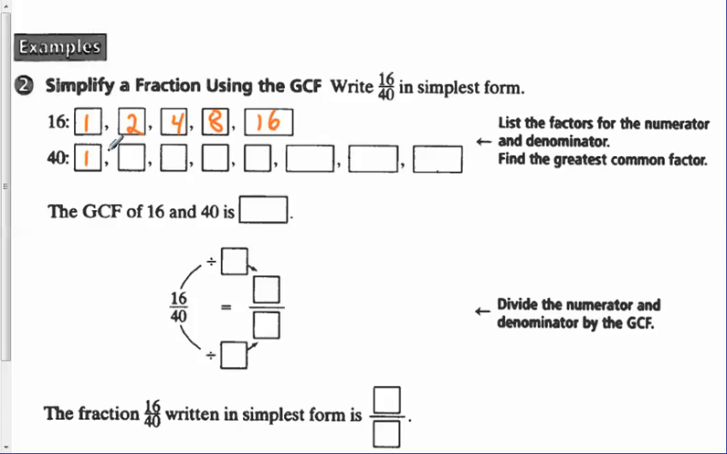And for 40, we have 1 and 40, 2 and 20, 4 and 10, and of course 5 and 8. So if we look at our greatest common factor, the common factor is 8 between the two. They each share a 4, a 2, and a 1, but the 8 is the greatest common factor. So we could simplify 16/40 by dividing by 8. 16 divided by 8 is 2, and 40 divided by 8 is 5. So the simplest form of 16/40 is 2/5.